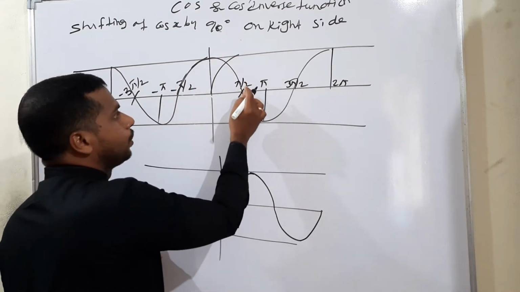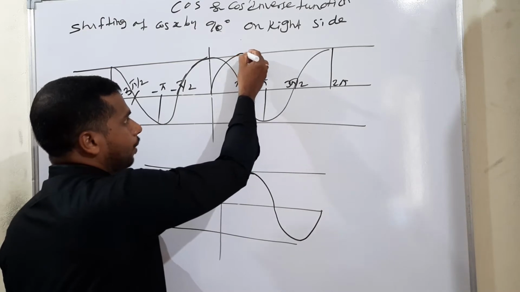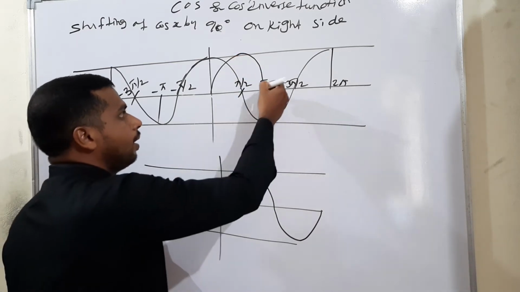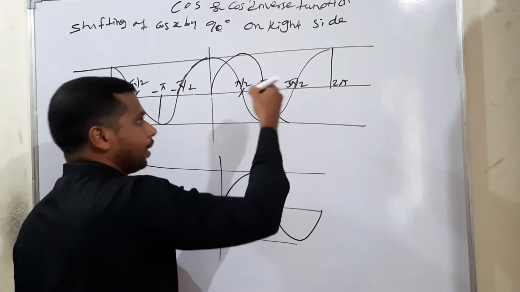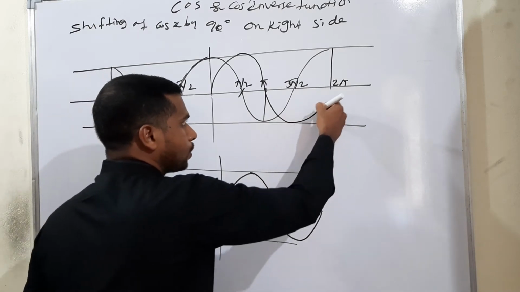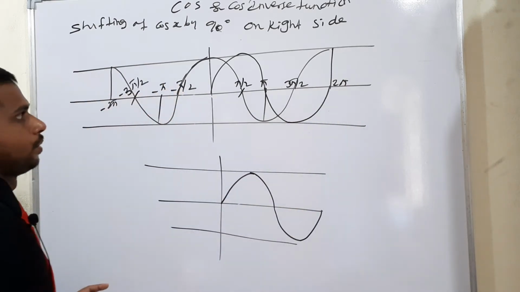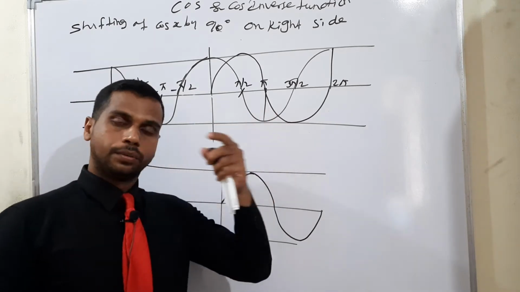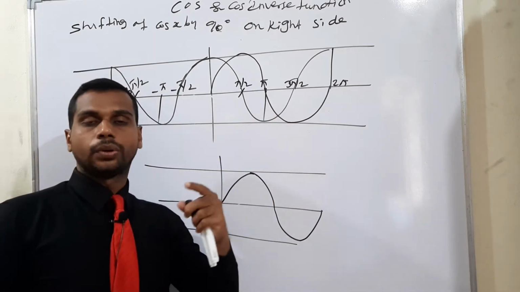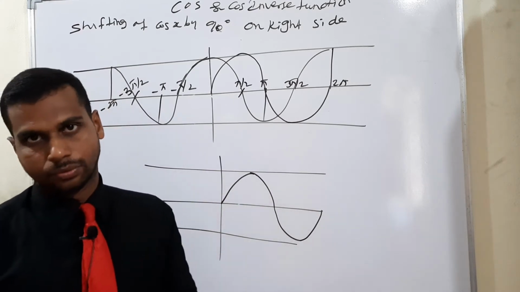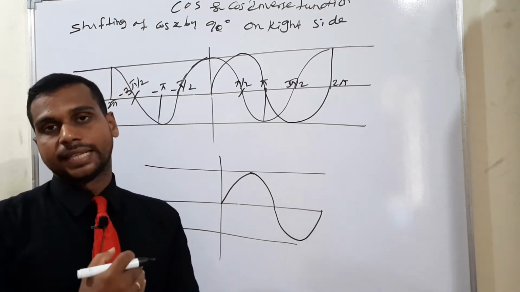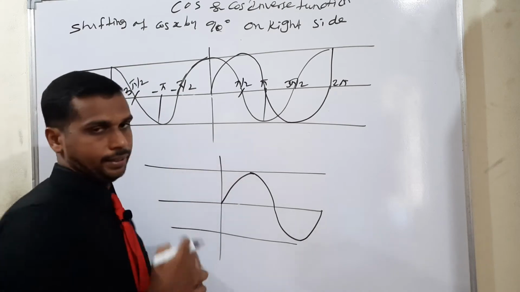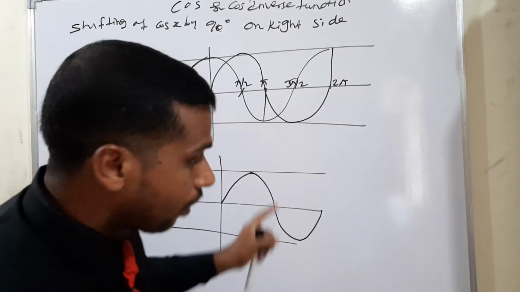If you draw an example here also, it will move like that: negative pi by 2 moves to positive pi by 2, positive pi by 2 moves to pi, then pi moves to 3 pi by 2, again 3 pi by 2 moves to 2 pi. So if you shift the cos graph, you get a clear idea. Surely we can say it is called the sine graph. How? Shifting of cos x by 90 degree on right side. This is one of the important conditions.